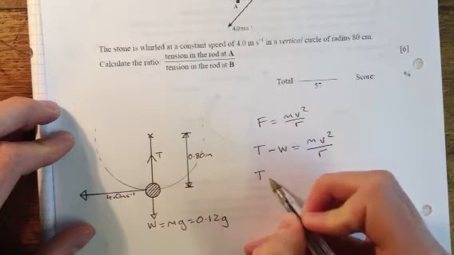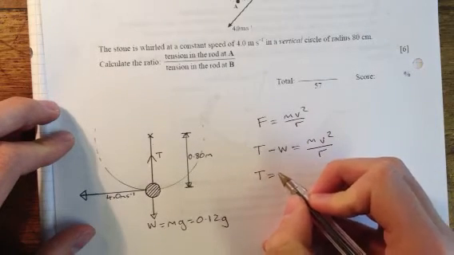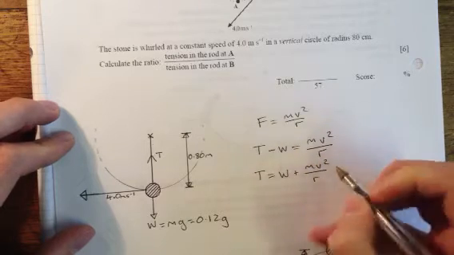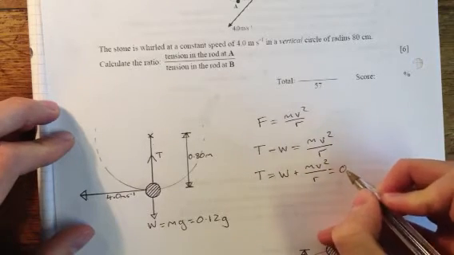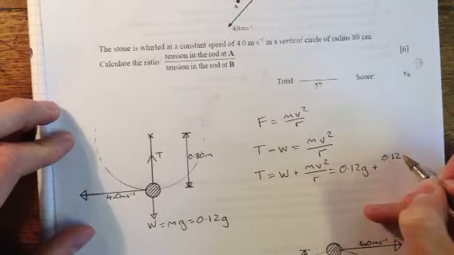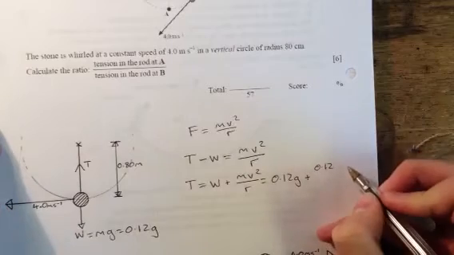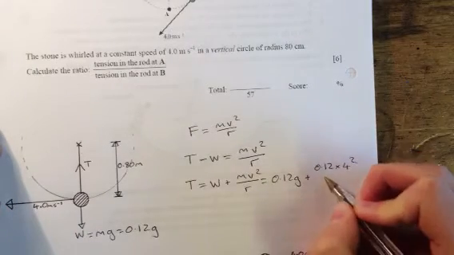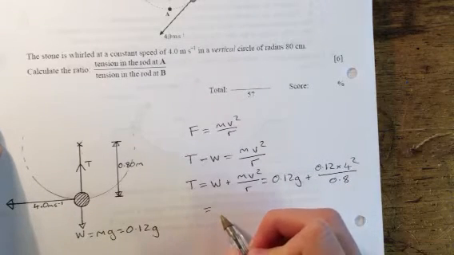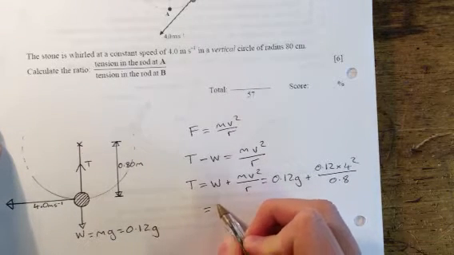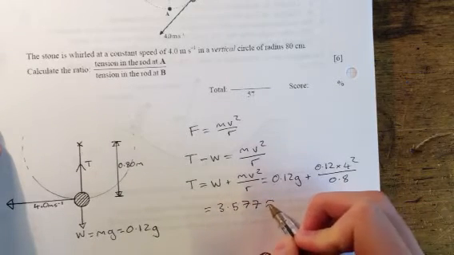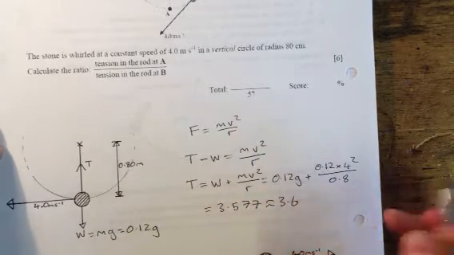So from this, tension equals the weight plus mv squared over r. And if we put the numbers in, it equals 0.12 times g plus 0.12 times 4 squared over 0.8, which comes out at 3.577, which is about 3.6 newtons.